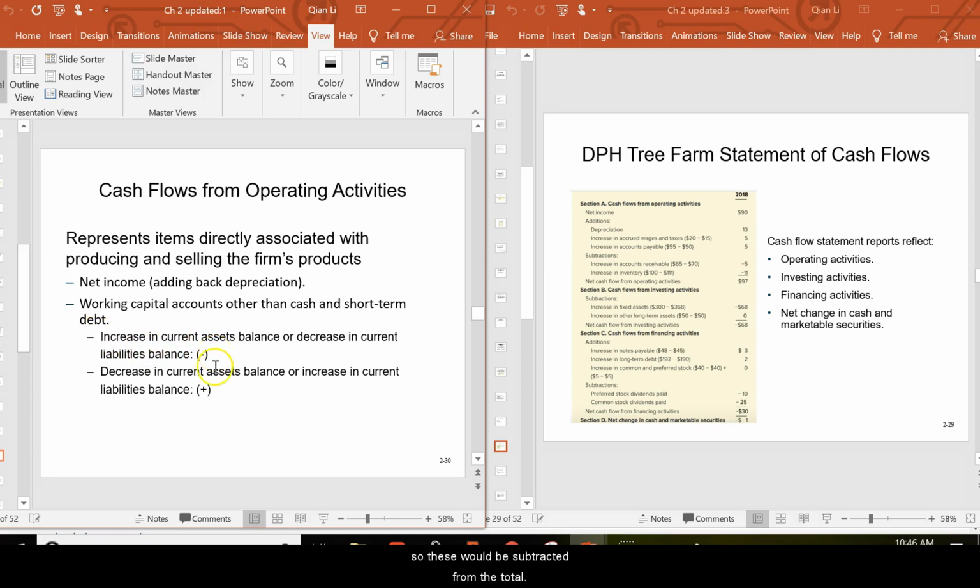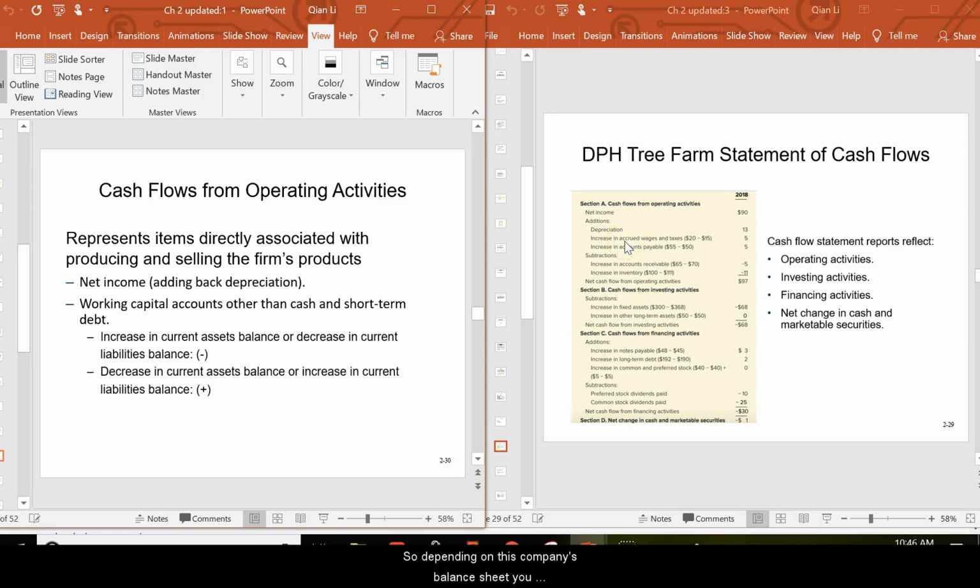subtracted from the total. On the other hand, if you do see current assets such as the inventories or accounts receivable decreased from 2017 to 2018, or if you see the current liabilities increased from 17 to 18, those activities will be identified as a source of cash, or say providing cash inflows, and those amounts will be added into the total cash flows.